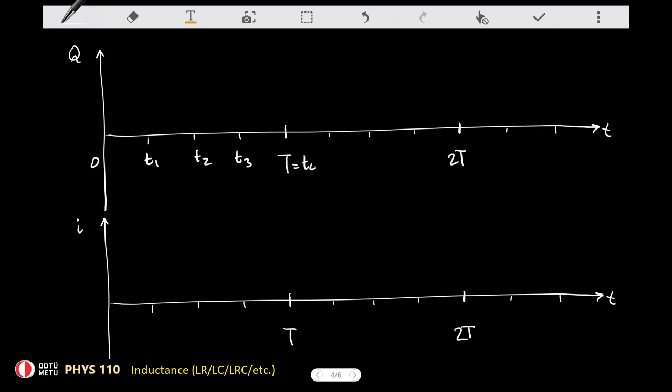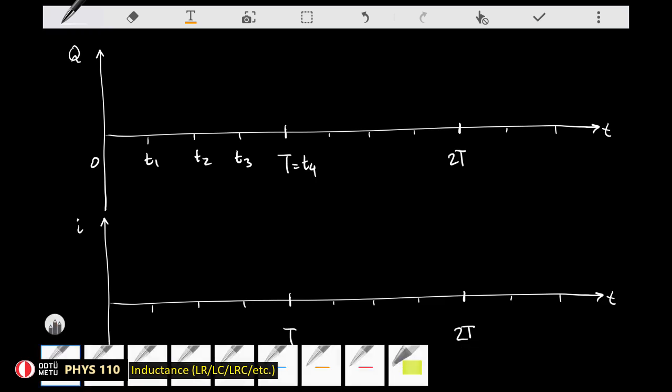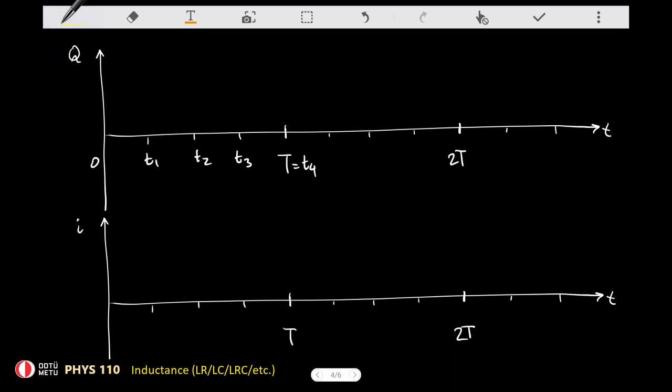So the period is equal to t4. And if I draw this with a thick yellow line, the amount of the charge in here is going to have this kind of behavior. So initially it's maximum, Q0.